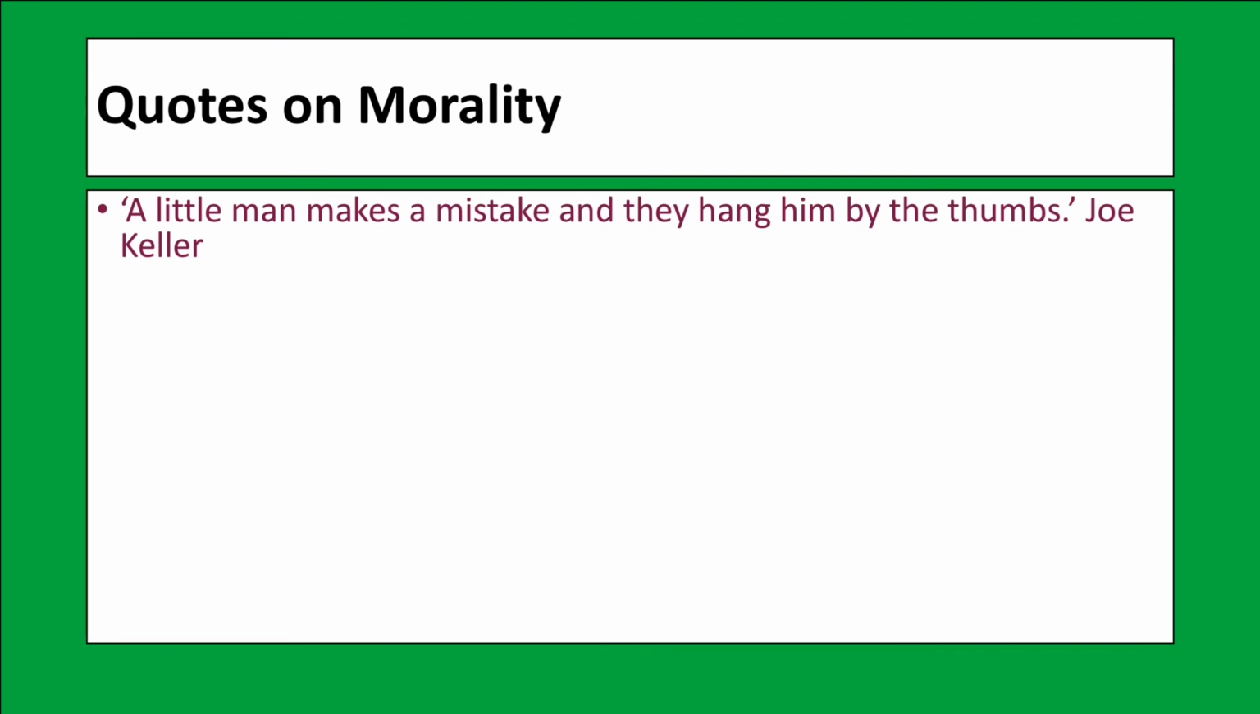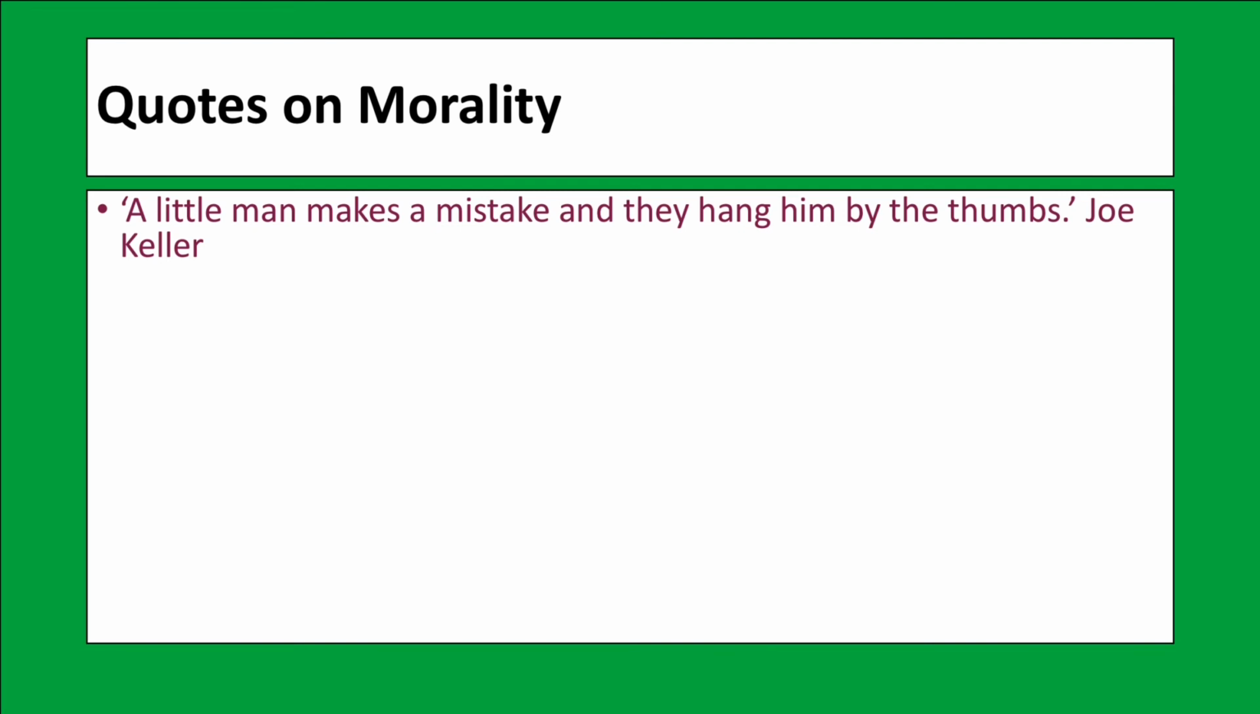So first of all, this quote from Joe Keller: "A little man makes a mistake and they hang him up by the thumbs." Notice this use of hyperbole and exaggeration of hanging by the thumbs. In contrast with a little man, that adjective almost reinforces the idea of it being a little mistake. Notice this idea of a mistake as well, when the mistakes Joe Keller is involved with almost certainly cost lives. It's way more than that.